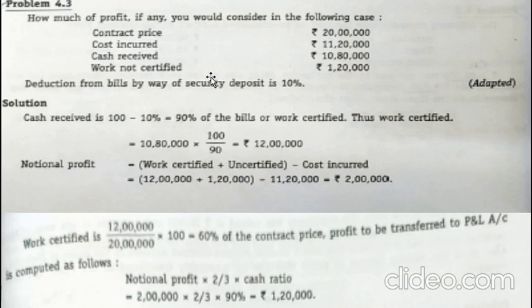Now your work certified 12 lakh plus work not certified 1 lakh 20,000 gives you 13 lakh 20,000. 13 lakh 20,000 minus the cost incurred, which is 11 lakh 20,000, which is less than your total work in progress. So 13 lakh 20,000 minus 11 lakh 20,000 gives you 2 lakh. So 2 lakh is your notional profit.